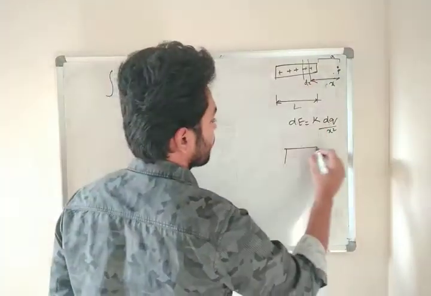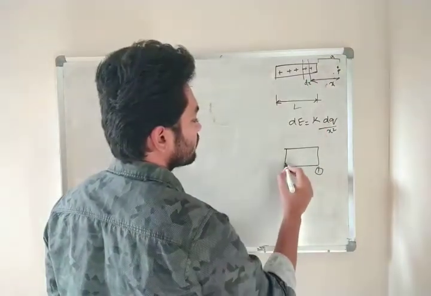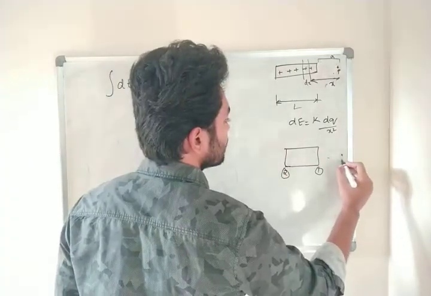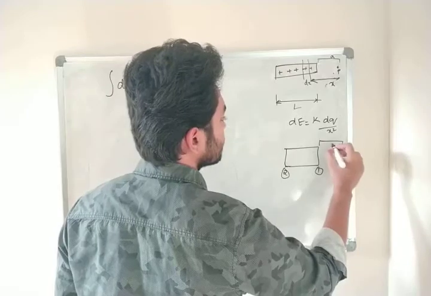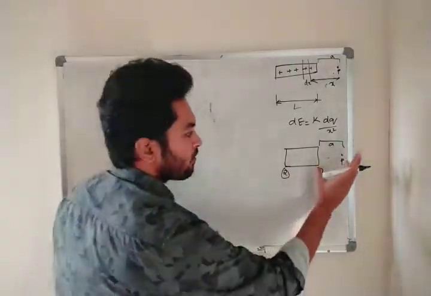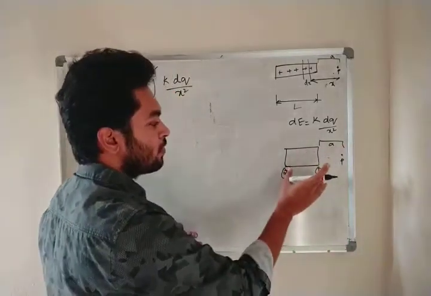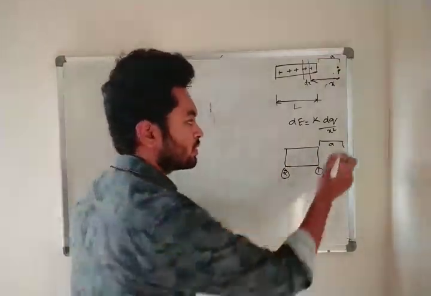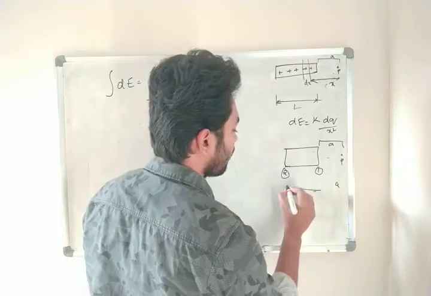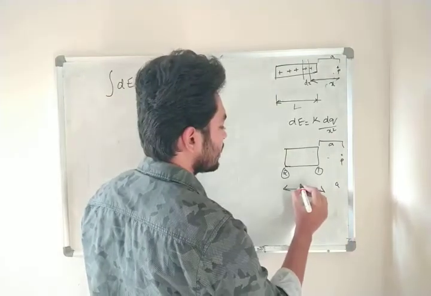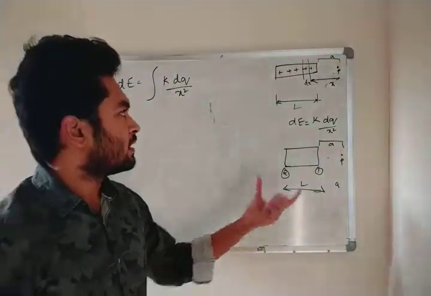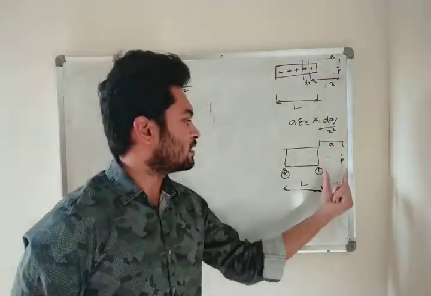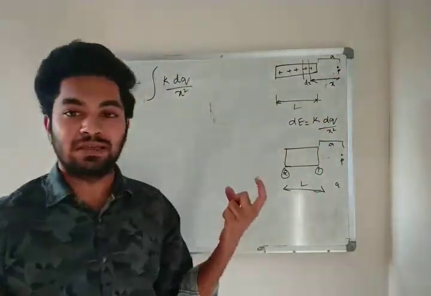Suppose this starting point is 1 and the ending point is 2, and the distance between this point P and the nearest end is A. Now I want from point P to the last point, which is 2. So this small distance is A, and I have already told you the length of the conductor is L. This is our A, and the total length is L.